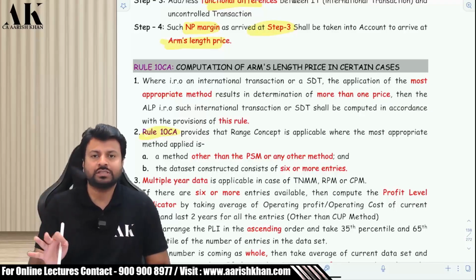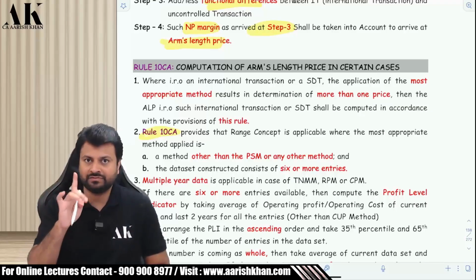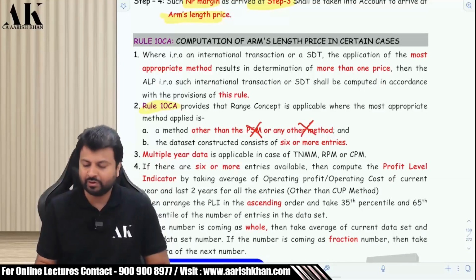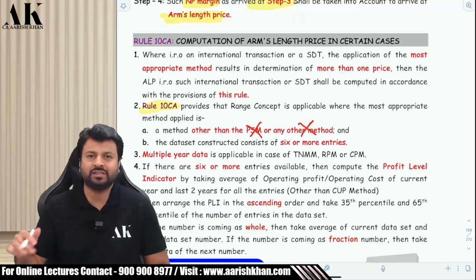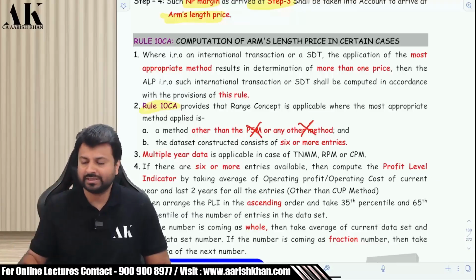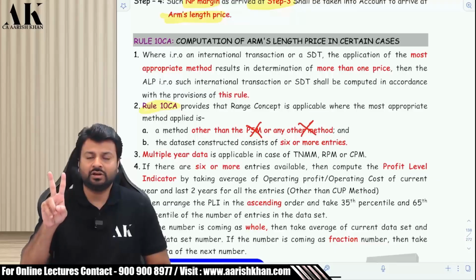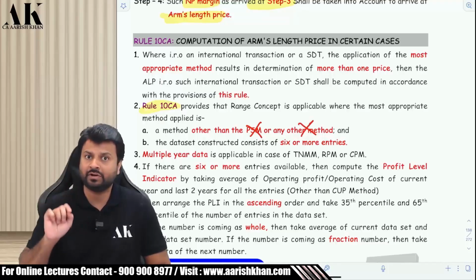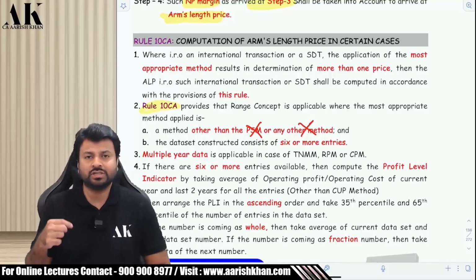Now, the range concept is not applicable in some circumstances. First of all, it is not applicable for the profit split method, and it is not applicable for the sixth method, which is any other method that can be prescribed by CBDT. It means it is only applicable for the first four methods: the CUP method, the cost plus method, the resale price method, and the transaction net margin method. It is not applicable for PSM. It is not applicable for the other method. They generally ask this question in MCQs also.